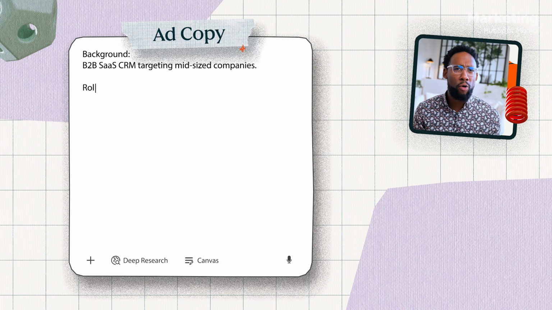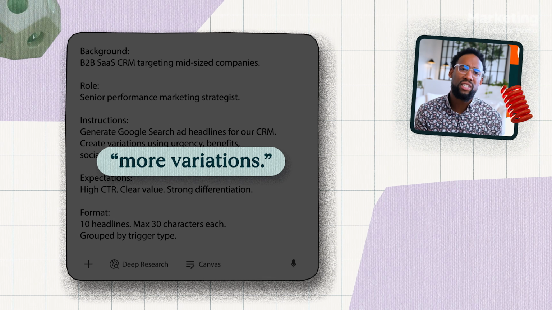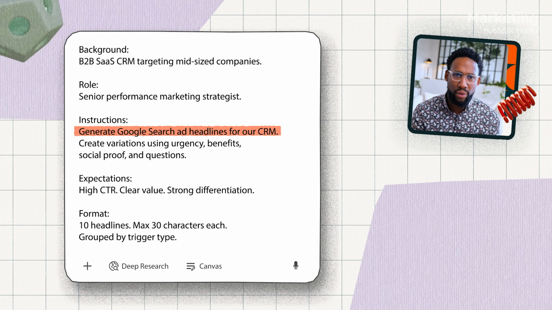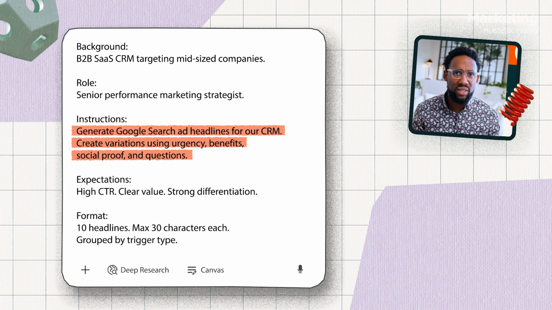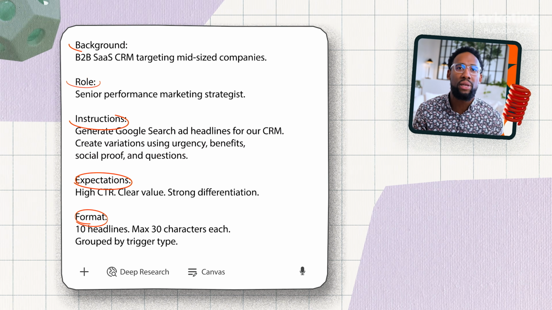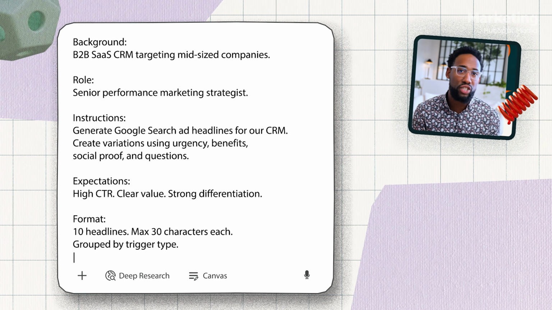Ad copy. Ad performance feels inconsistent when you don't clarify the angle first. Don't just say, more variations, please. Decide what you're leading with: urgency, benefits, social proof, AIDA, curiosities. Start with, again, the brief formula to generate structured headlines and variations across different psychological triggers.